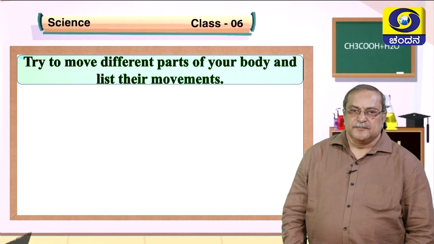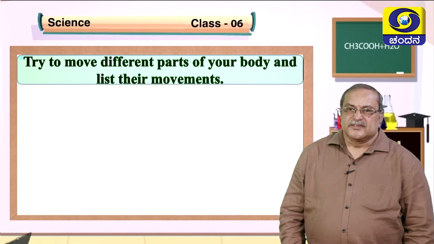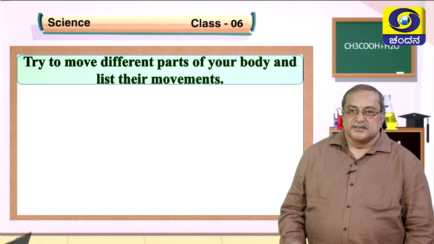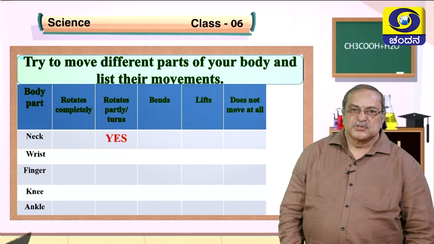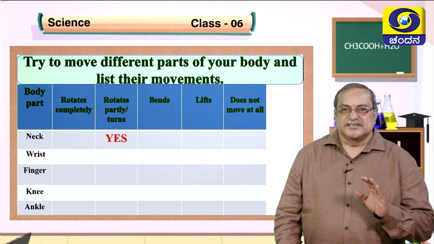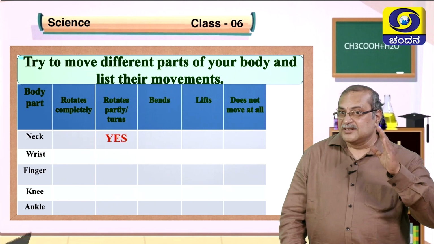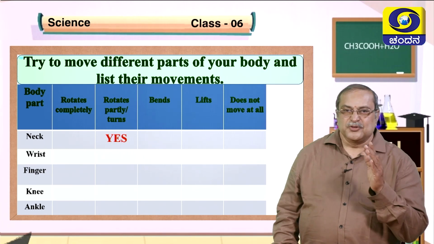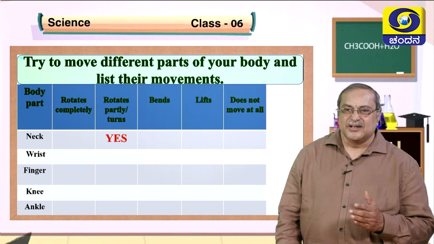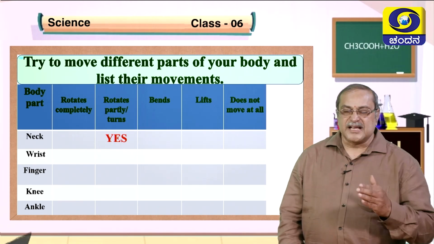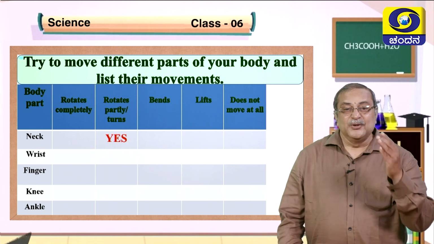Now see this one. Try to move different parts of the body and list their movements. This is the chart you have in the textbook, which we have done. So here you have to do this activity. Already you have seen what the children are doing. Okay, they are doing very nicely. You are also cute and able to do all these activities. Do these activities in front of your parents and note them down.